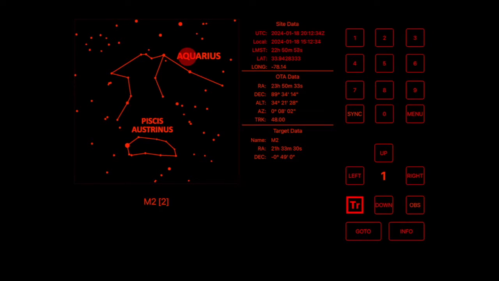So now we're there, and you'll notice that the mount is not moving, and that's because I have it set to not move until I push go to, and I'll show you how to do that. So let's just go to this target, and there we go. You can see the RA and the dec are changing, as are the altitude and the azimuth. Now you notice the target data field is now illuminated and filled in with M2, which is the target name, and its right ascension and its declination. So we can watch as the mount moves itself over there.